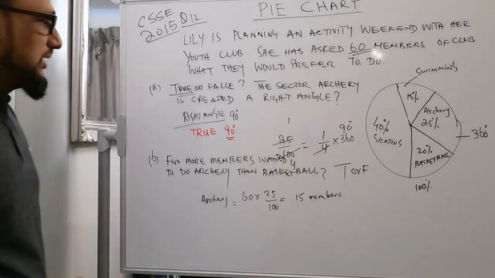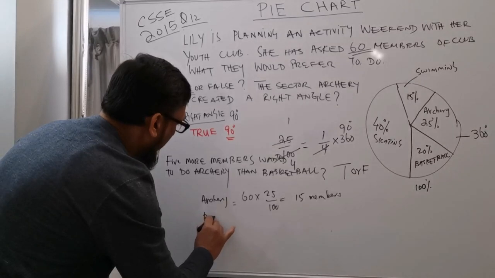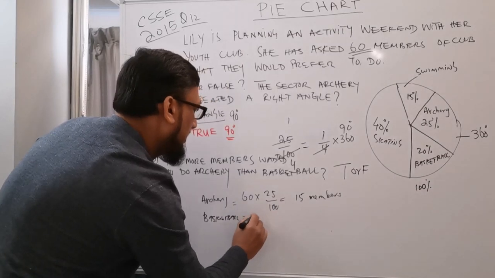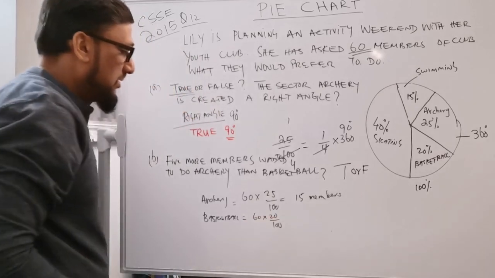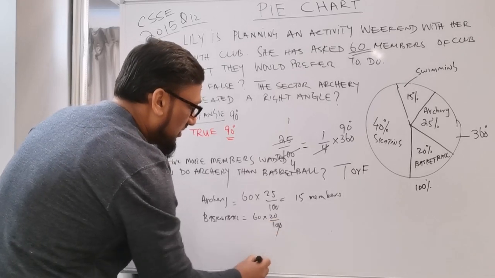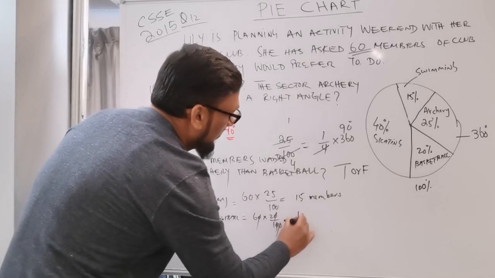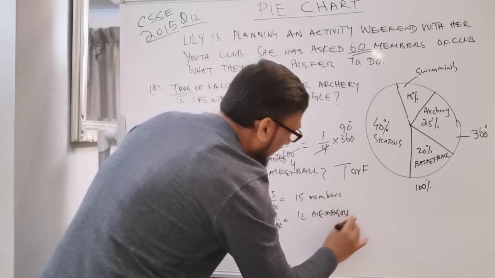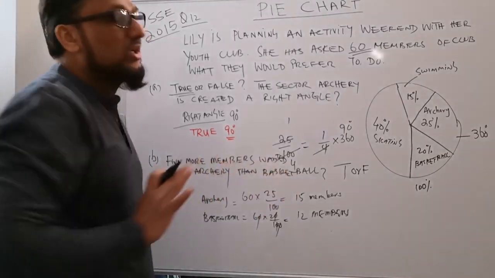And for basketball, they say 20%, so 60 times 20 divided by 100. This zero cancels with this zero, so it means 6 times 2 is 12 members. So how many members are doing basketball? There are 12, but archery has 15.